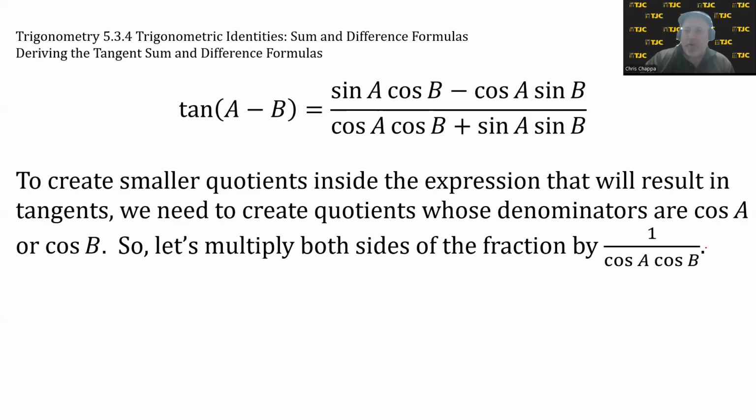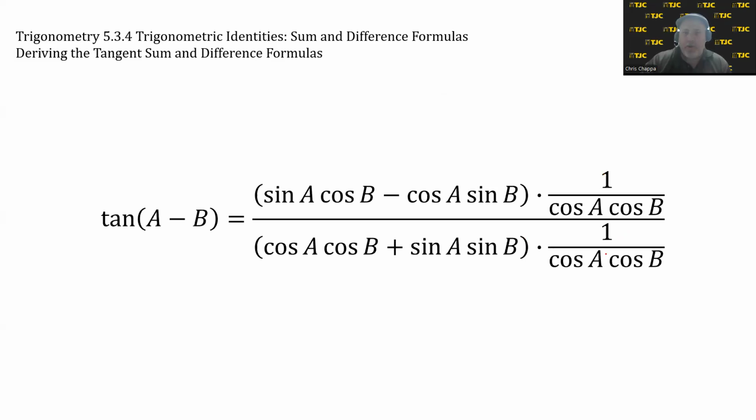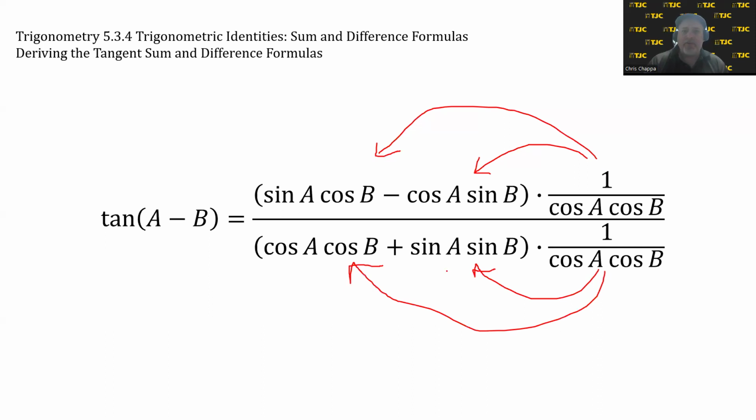So to do that, we're going to multiply both sides of the big fraction by 1 over cosine A cosine B. This is going to look like a colossal mess, like we're making things worse. Why would I want to go from this fraction that doesn't have little fractions inside of it and create little fractions? Because I'm trying to create little fractions that do things. I'm trying to create some tangents. So by sneaking in some cosines in the denominators on both sides of the larger fraction, we can make that happen. Now, if we distribute this fraction across the subtraction on the top and across the addition on the bottom, we're going to get something that looks like this.